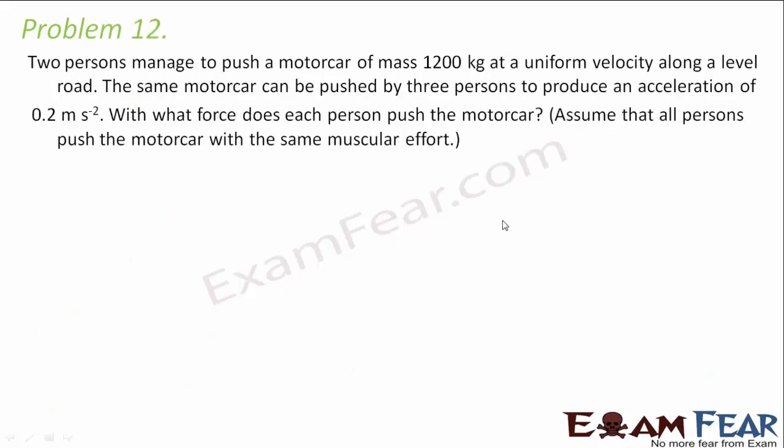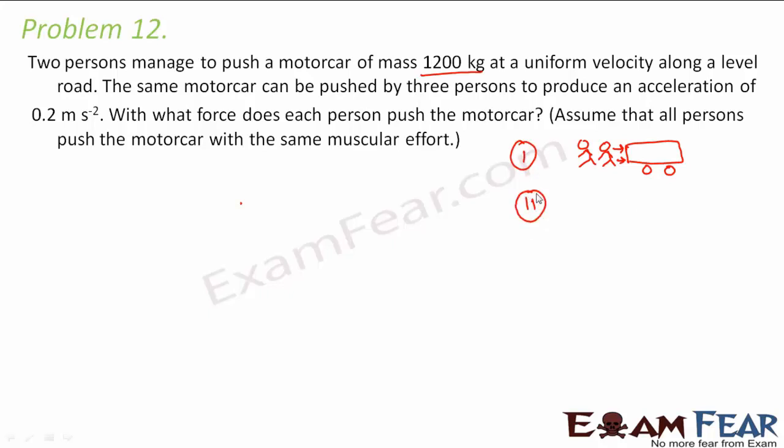The problem says two persons managed to push a motor car of mass 1200 kg at a uniform velocity along a level road. The same motor car can be pushed by 3 persons to produce an acceleration of 0.2 meter per second square. With what force does each person push the motor car? So what's happening here? In the first case, there are 2 persons who are trying to push this motor car, such that this motor car of mass 1200 kg is moving at a uniform velocity along this road. So this is my first scenario.